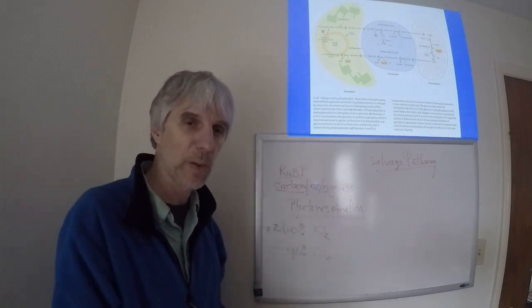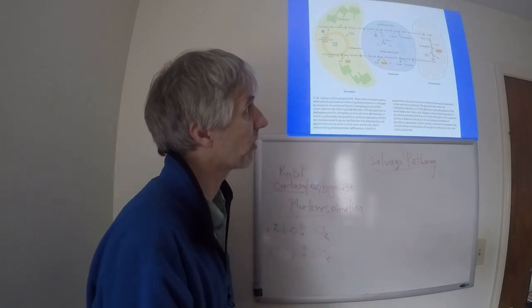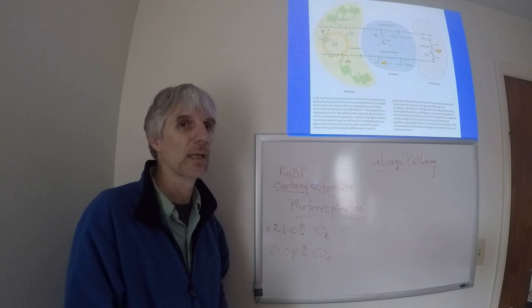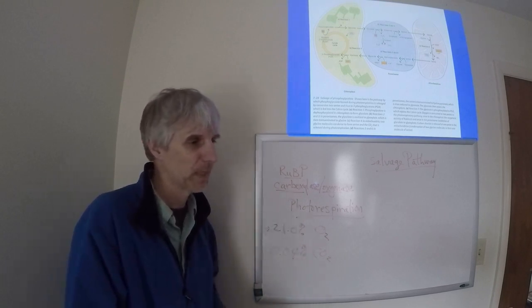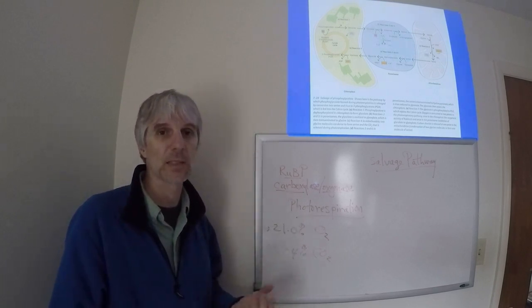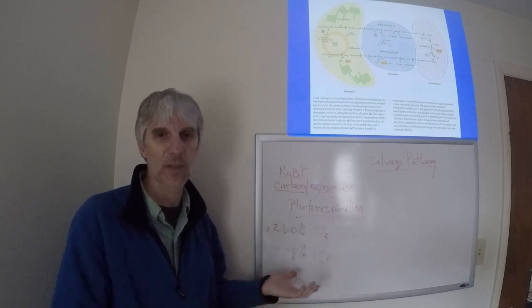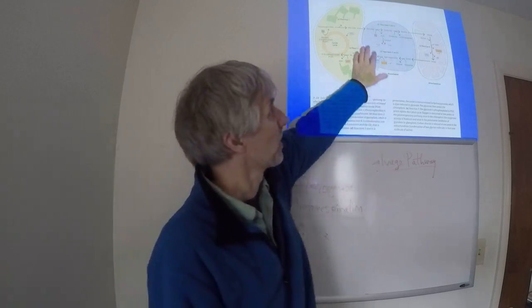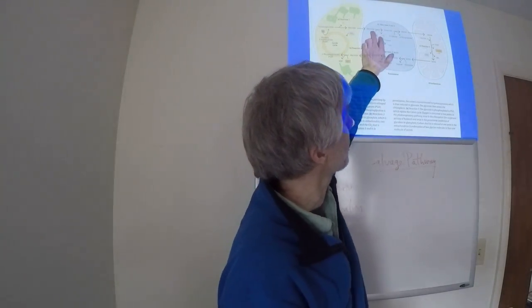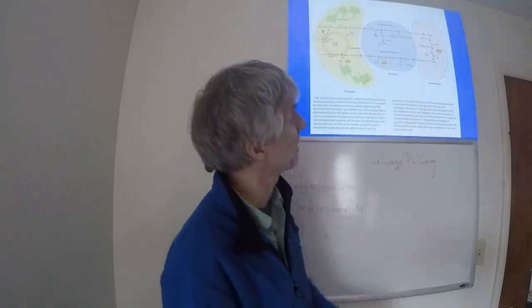Well, it turns out there's a pathway that can convert glycolate into glycine, and that exists in the peroxisome. Glycine is an amino acid. It's an amino acid synthesis pathway that we're co-opting here. The glycolate is moved to the peroxisome, and then we convert it to glycine.